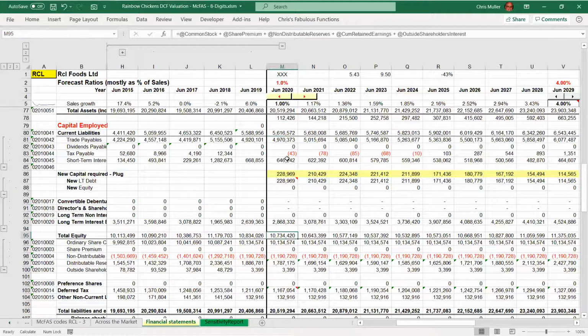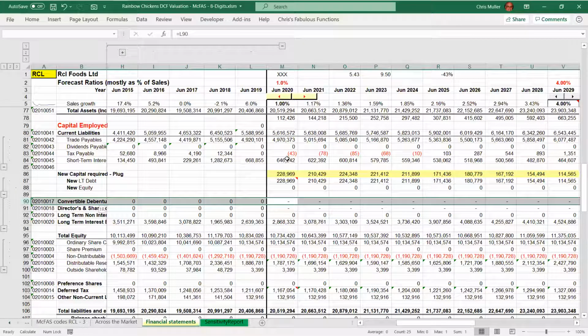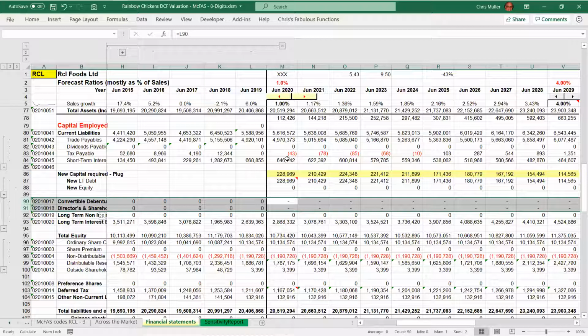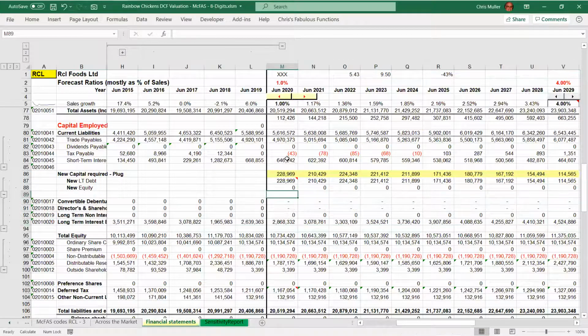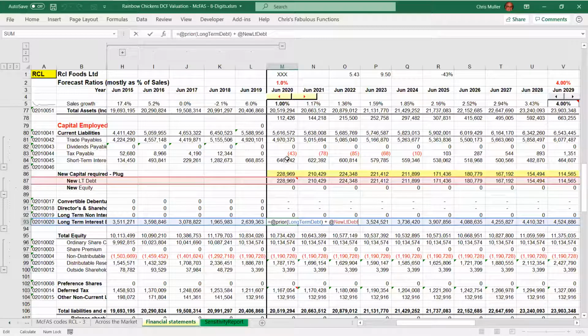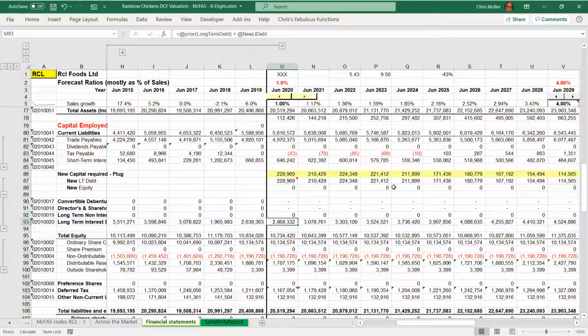Well, we've also got a bunch of things here: convertible debentures, directors and shareholders loans, long-term non-interest-bearing, and long-term interest-bearing debt. Often these are just zeros, but your long-term interest-bearing debt is going to be set to what it was last year, the prior one, and we're going to add some new long-term debt. So you can see a little bit of working calculations in here, and that's our long-term debt.